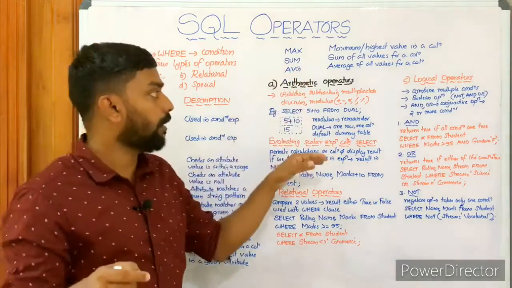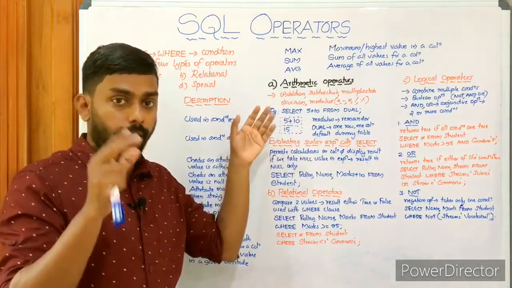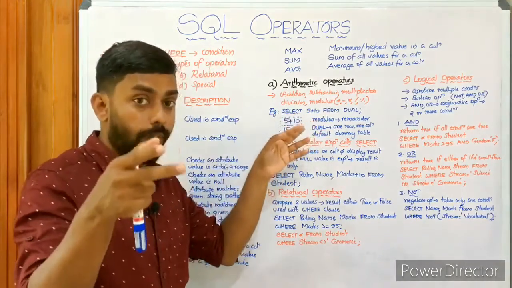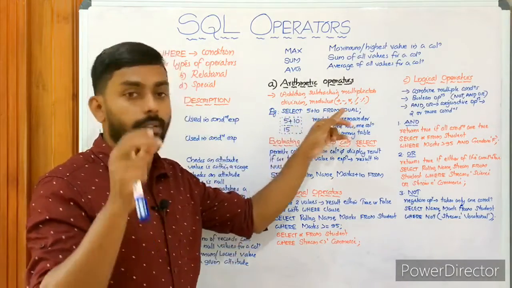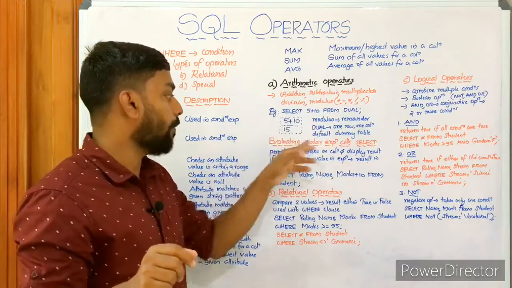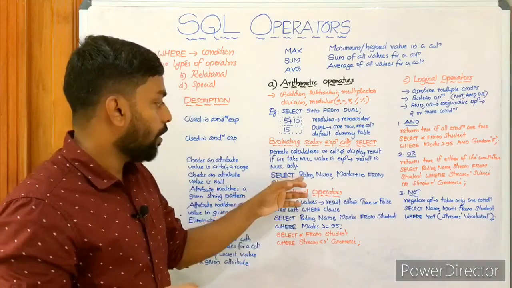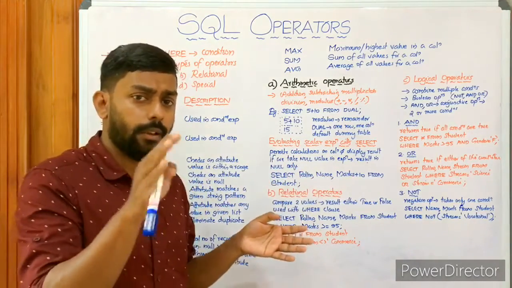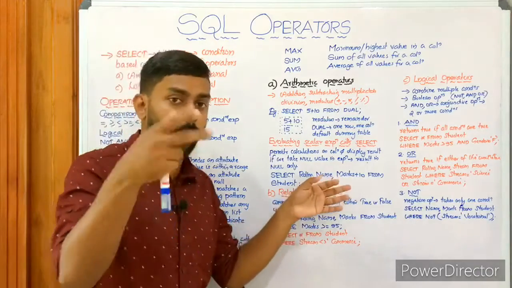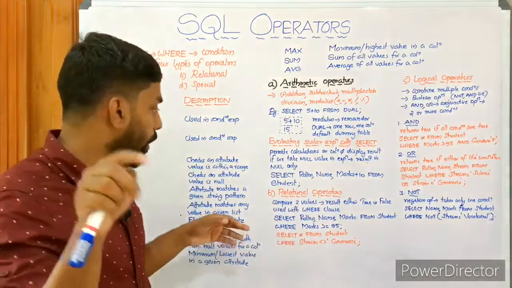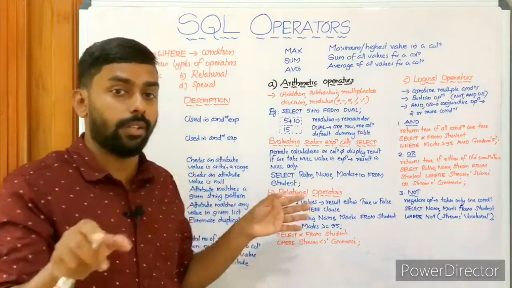Then the arithmetic operators: addition, subtraction, multiplication, division and modulus, where modulus gives the remainder. For example, select 5 plus 10 from dual. Dual is a dummy default table having only one row and one column, and here is the resultant table. We can also add to a column directly in the select statement: roll number, name, marks plus 10, which will be incremented by 10 only for showing purposes. The actual marks will not be incremented, because select cannot make any change in the original table.